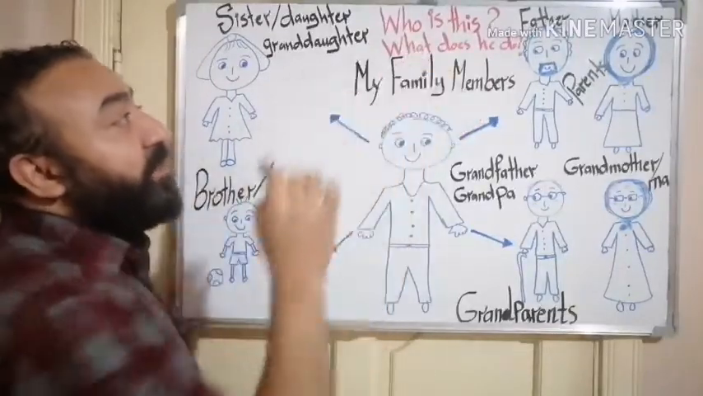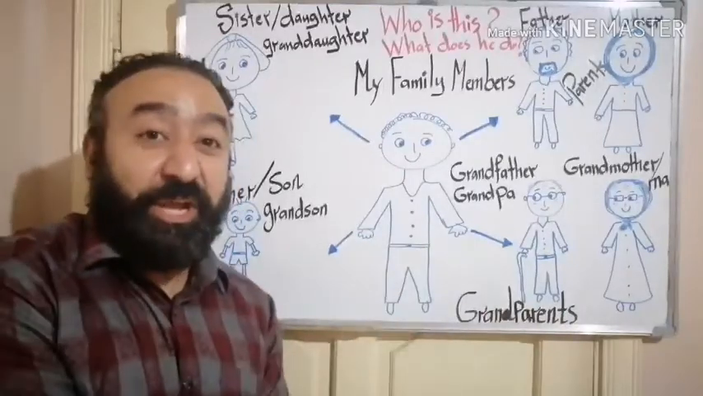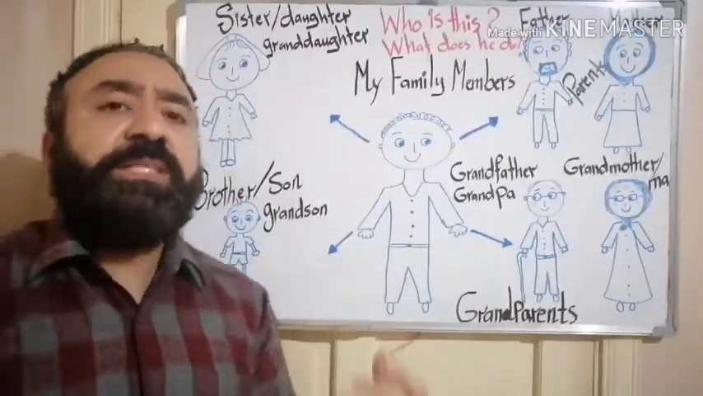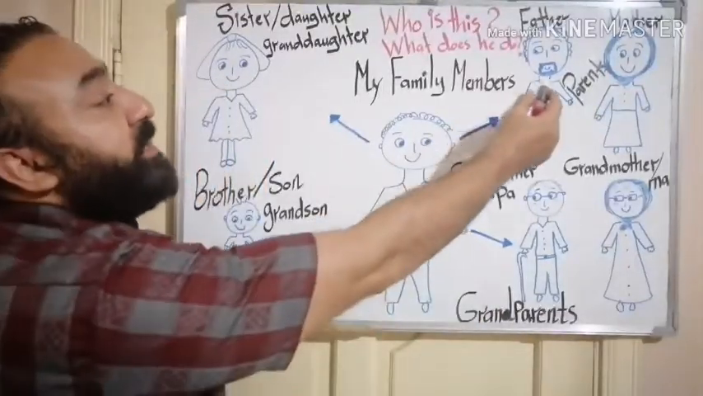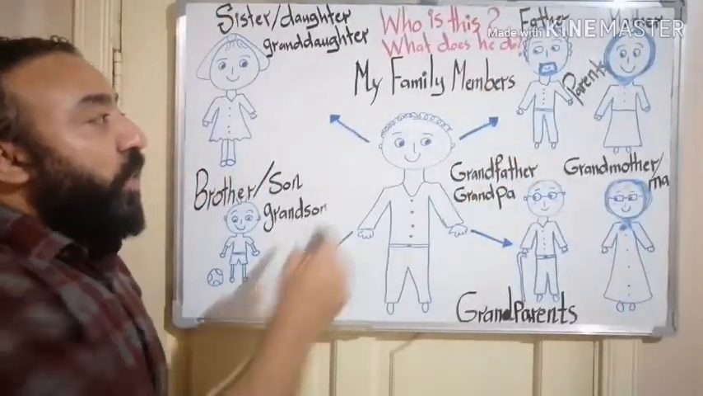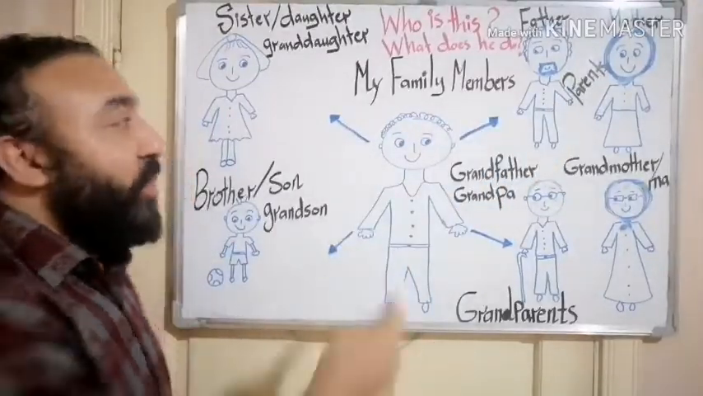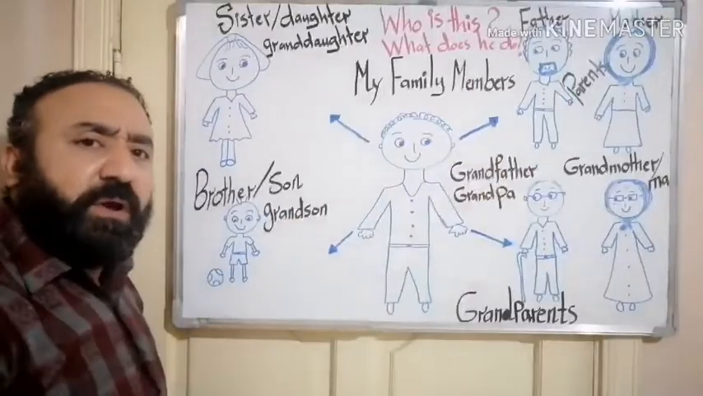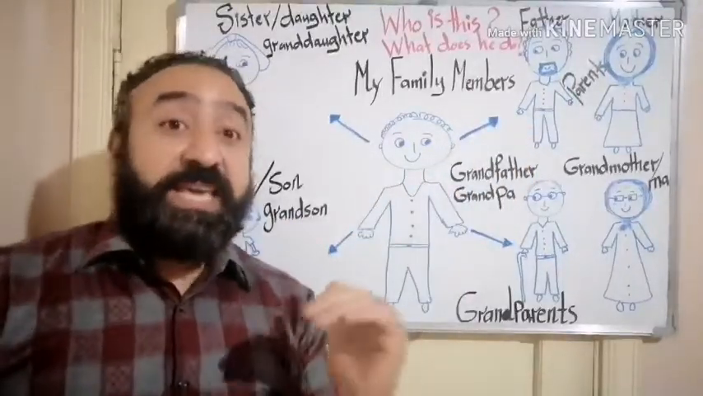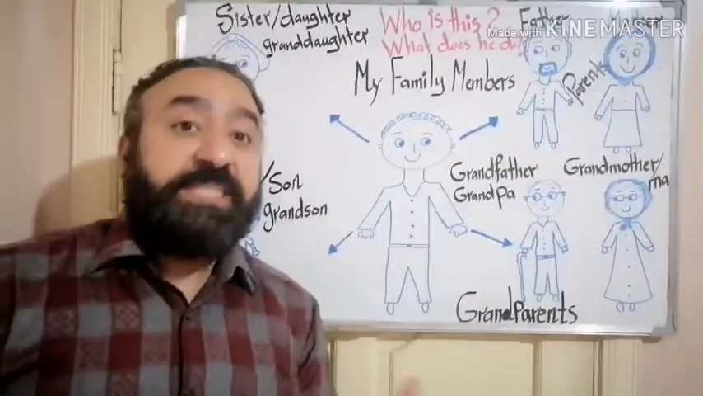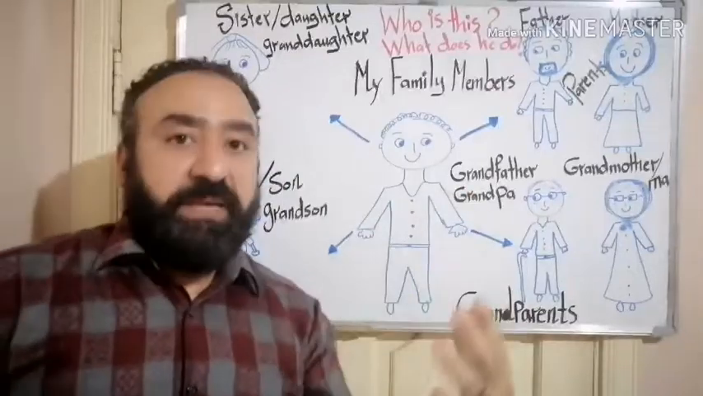Now you can ask another question. What does he do? What does she do? It means what is the job of that person? Sam, what does your father do? Who is that? This is my father. What does he do? He is an accountant. He is a teacher. He is a professor. He is a manager. He is a businessman.